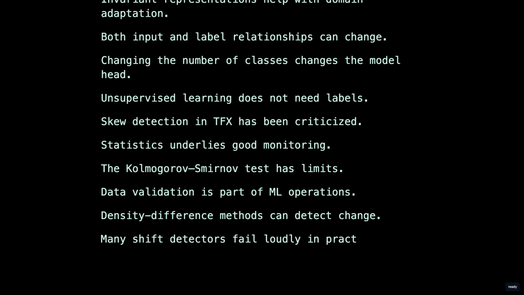That study is a reminder to be cautious about optimistic claims. A method may look elegant in theory, but real data can expose weaknesses very quickly, especially when the shift is subtle or the signals are noisy.